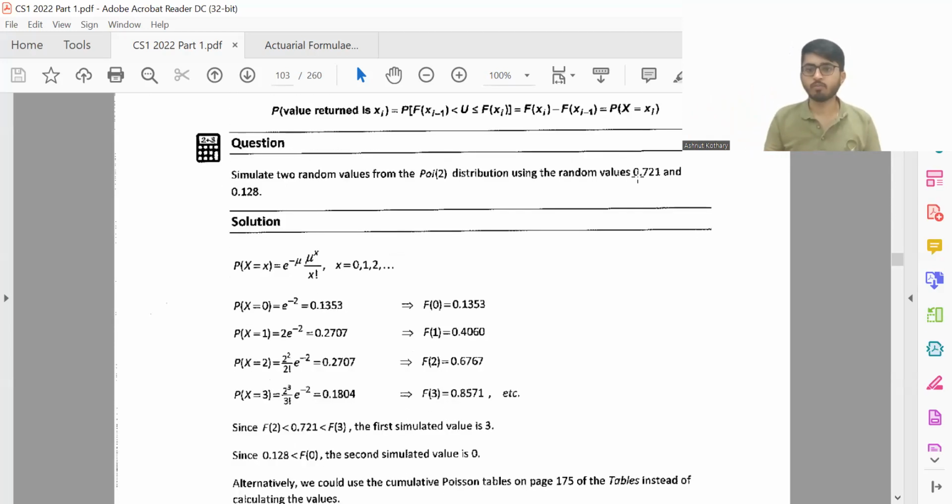What was my first value? 0.721. 0.721 is lying between what? F2 and F3. Therefore, my simulated value is 3. Whichever values U lies between, it's the higher value which I take. And you can see this through the graph as well, why this makes sense. So this will be 3. Now the next one is 0.128. 0.128 lies between what? It is less than F0. So my answer is going to be 0.